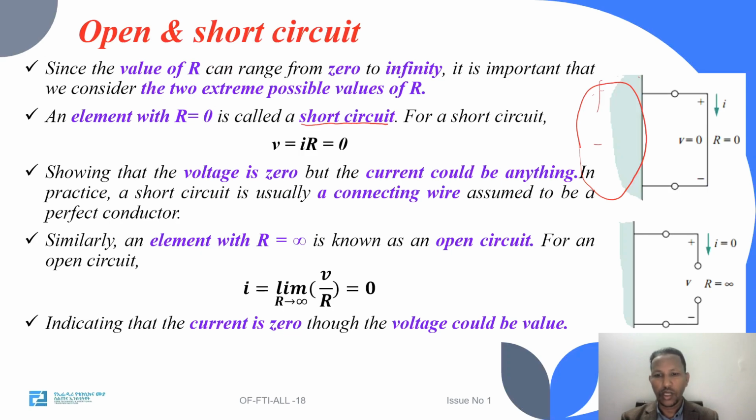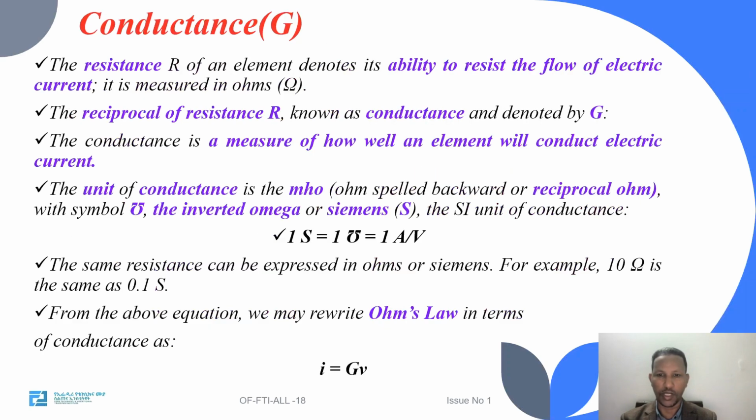Similarly, an element with R equal to infinity is known as an open circuit. For this case, current is 0, but the voltage can be any value. As you can see here, this indicates the current is 0 through the element, while the voltage could be any value. That's the physical meaning of R equal to 0 and R equal to infinity.